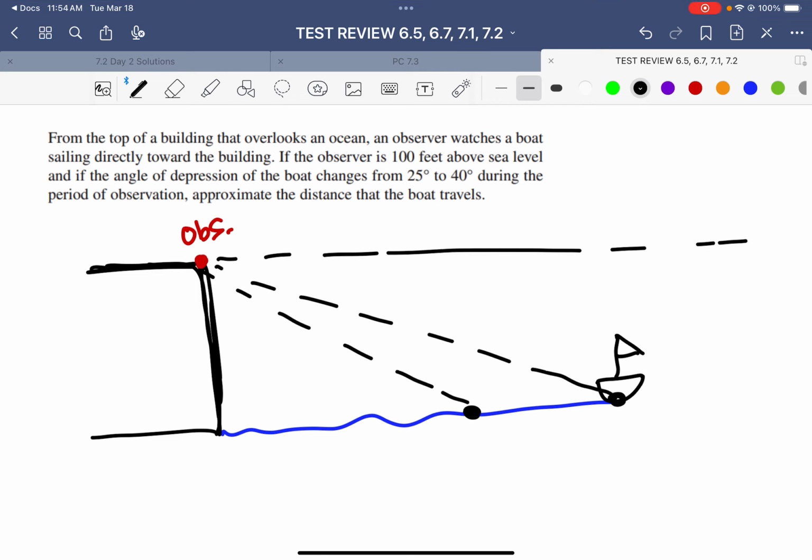So first he looks out on the horizontal, and he's 100 feet from sea level, which means this is 100 feet. Check. Then the boat changes from a 25-degree angle, which means from the horizontal, you open down 25 degrees to an angle of 40 degrees. So when you open up this way, we get 40 degrees. How far did the boat travel? So we'll call this distance right here, let me make it orange. That is a distance that we'll call D we need to solve for.